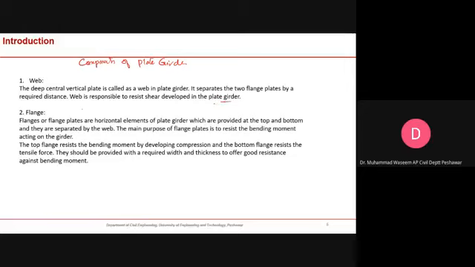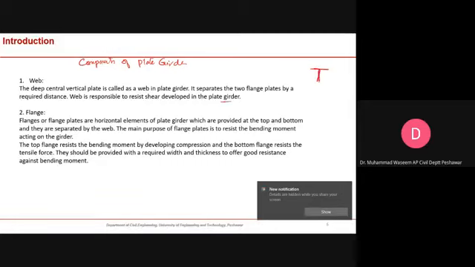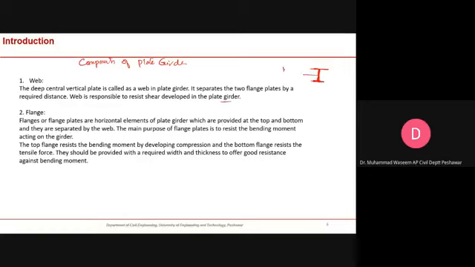Okay, so what we call flanges are flange plates which are horizontal elements. Like this is a plate built-up I section. So this is a web, and these are the flanges. They have the same definition as in the wide flange section. So horizontal elements are provided at the top and bottom, okay, separated by a web. The main purpose of the flange plate is to resist the bending moment acting on the girder, okay.